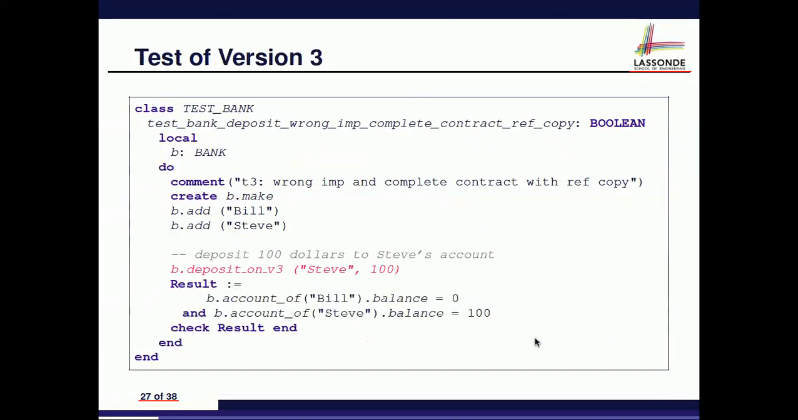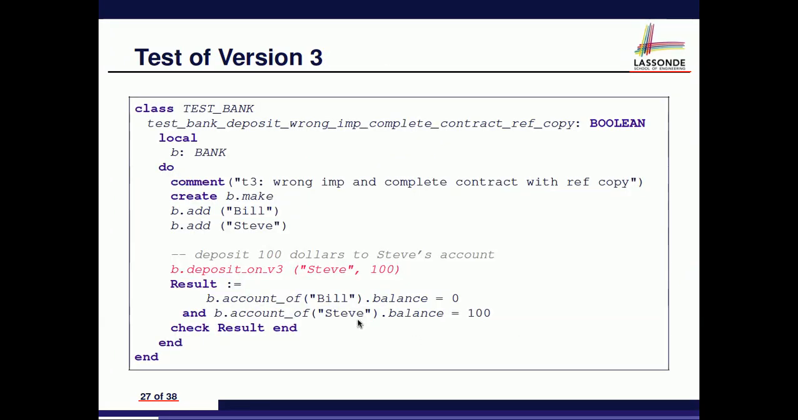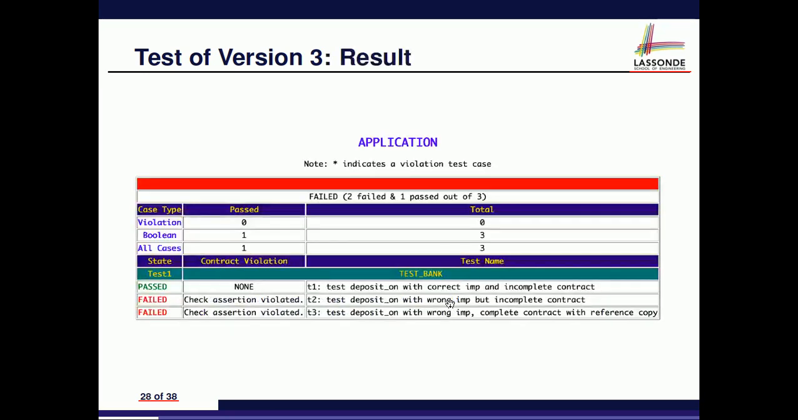Okay, so if you simply test version number 3, basically you will still get the same issue as before, which means Bill's balance is actually not 0. It has been mistakenly updated to 100. However, you don't have any postcondition violation. That's the problem. Okay, good.